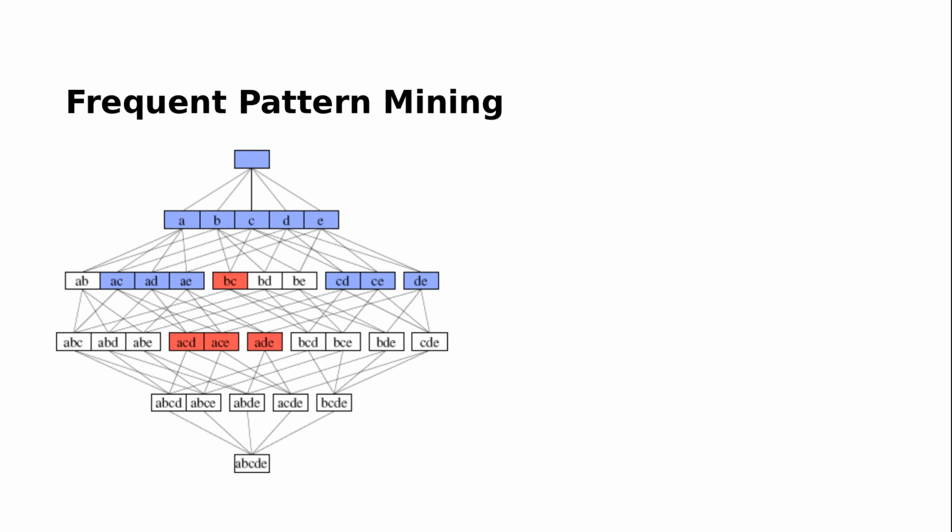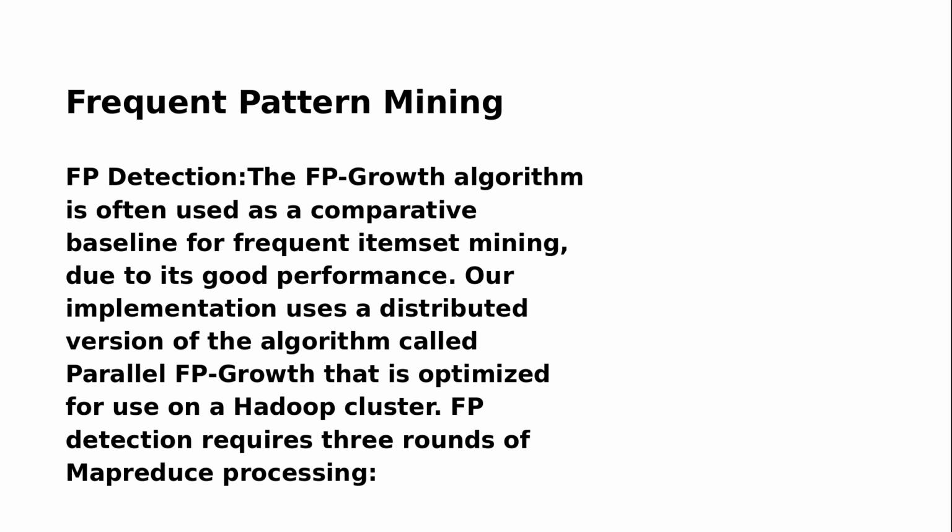In this method, we are using three subphases. Frequent pattern detection. The frequent pattern growth algorithm is often used as a comparative baseline for frequent pattern itemset mining due to its good performance. Our implementation uses a distributed version of the algorithm called parallel frequent pattern growth that is optimized for use in a Hadoop cluster. FP detection requires 3 rounds of MapReduce processing.